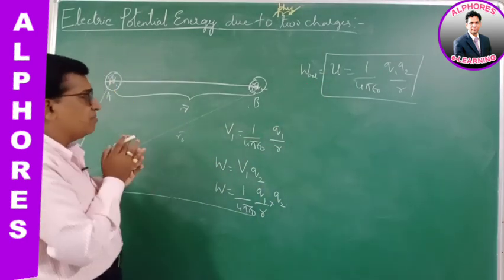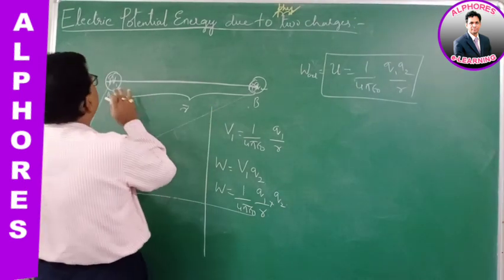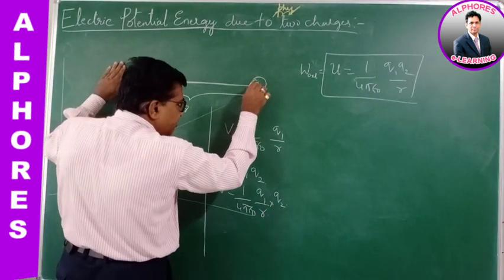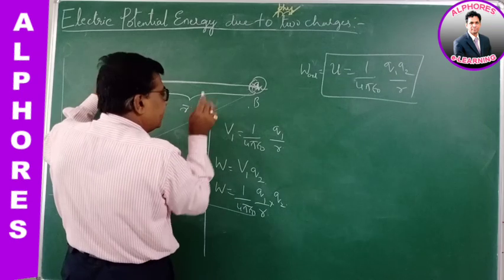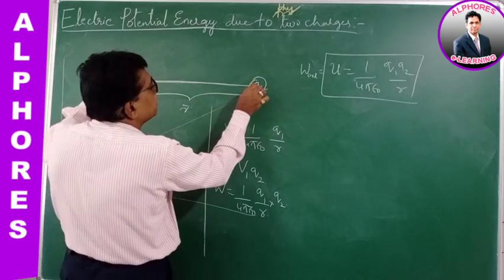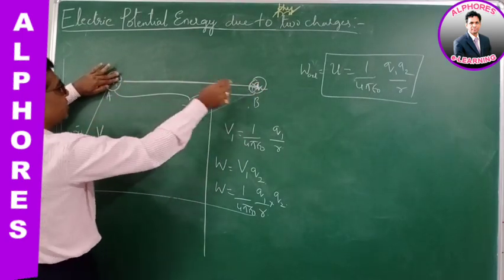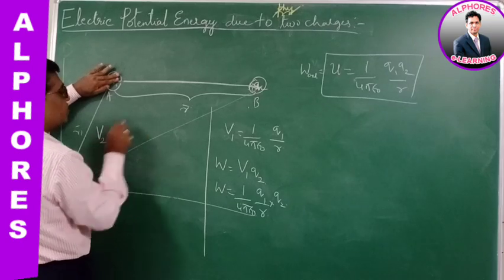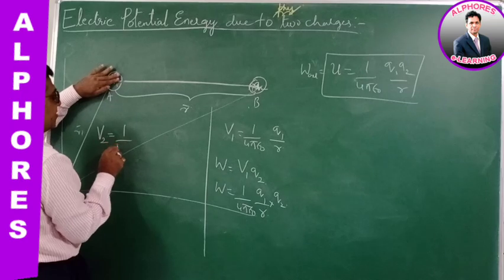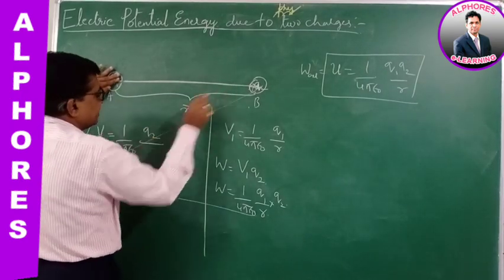You can even do the same thing by considering the other way also. Let initially there be no charge at A. Initially charge Q2 is existing at point B, right? Initially there is no charge Q1. So due to the charge Q2 at B, the potential at A, V2, is 1 by 4 pi epsilon naught Q2 by R, where R is the distance between the points.